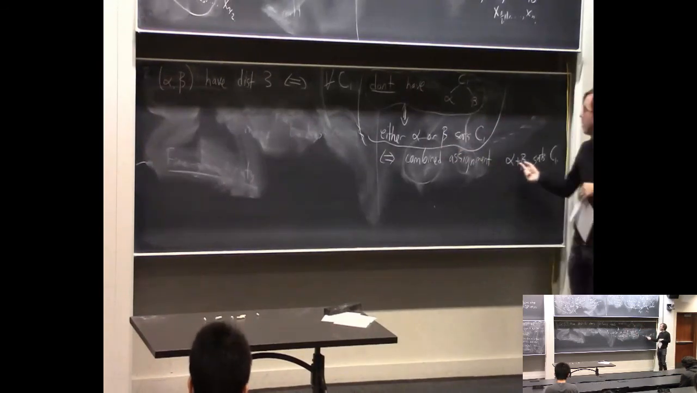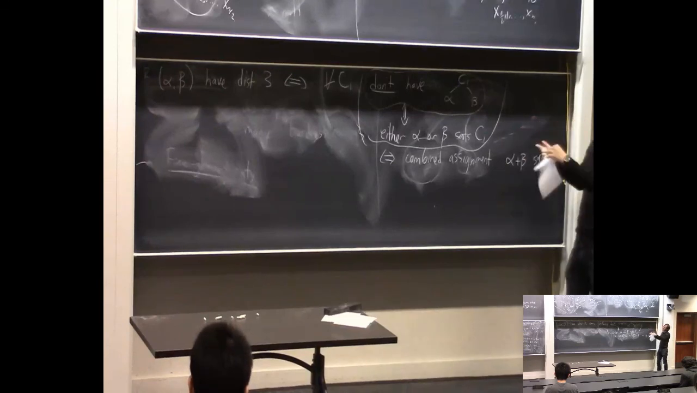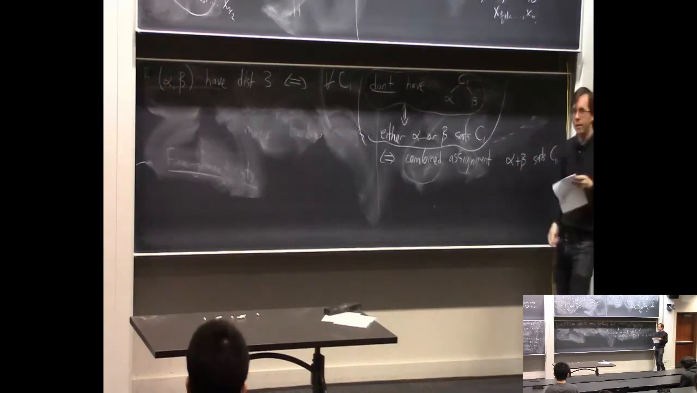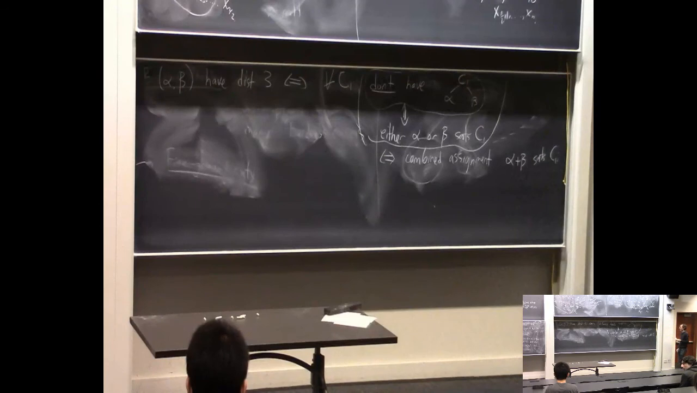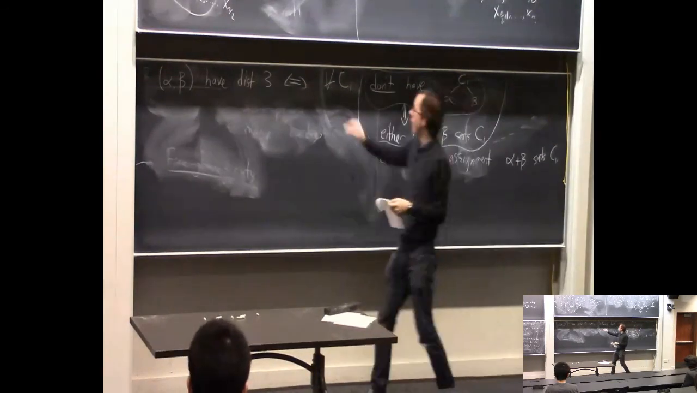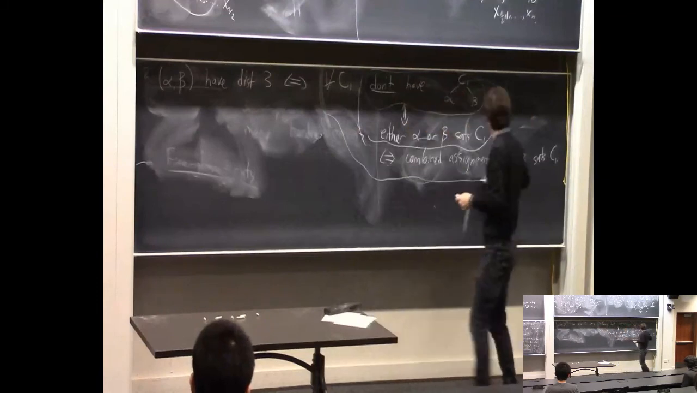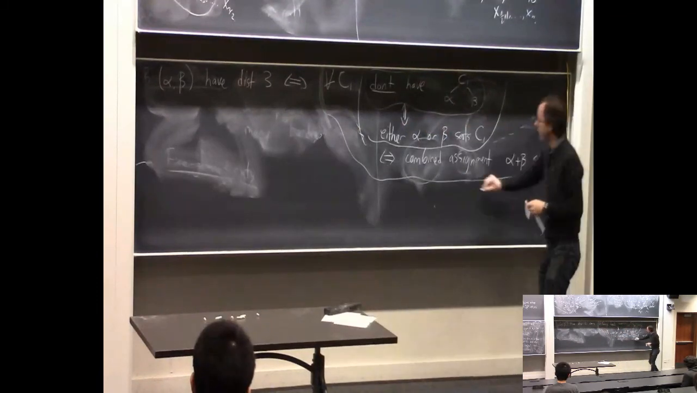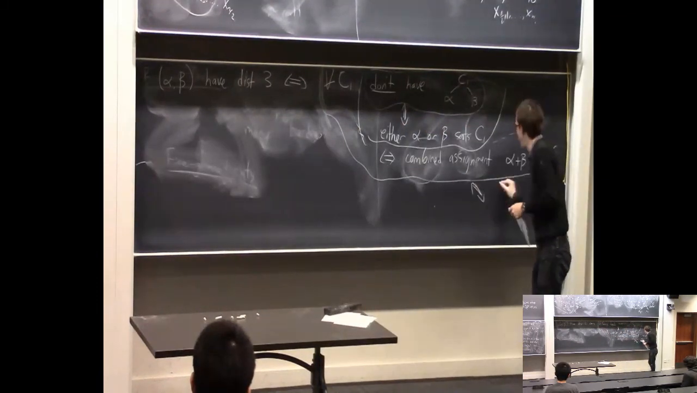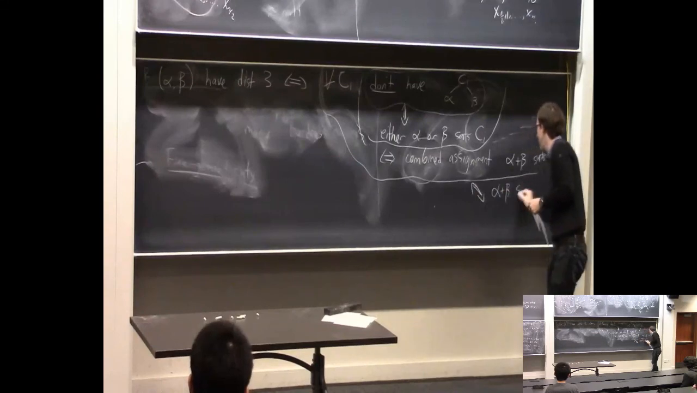So you can think of alpha and beta, a pair of vertices, as a full truth assignment. OK, and now you see that for all clauses, the combined assignment satisfies them. This is equivalent to the combined assignment alpha plus beta satisfying phi.